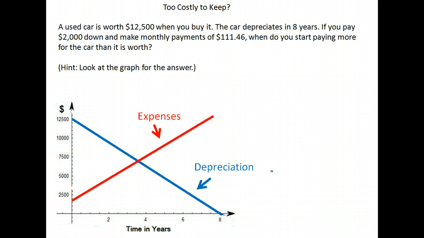Again, we have the same graph. We have that used car. It started at a worth of $12,500. We paid it over 8 years. It depreciated. We made a $2,000 down payment, and we made monthly payments of $111.46. When do you start paying more for the car than it is worth? What they want to know is, when are the expenses higher on the graph than depreciation? If we look, we want to look where the two lines cross, and that will be our answer.